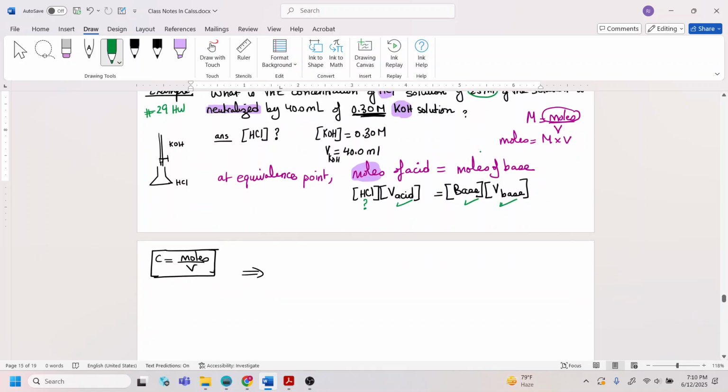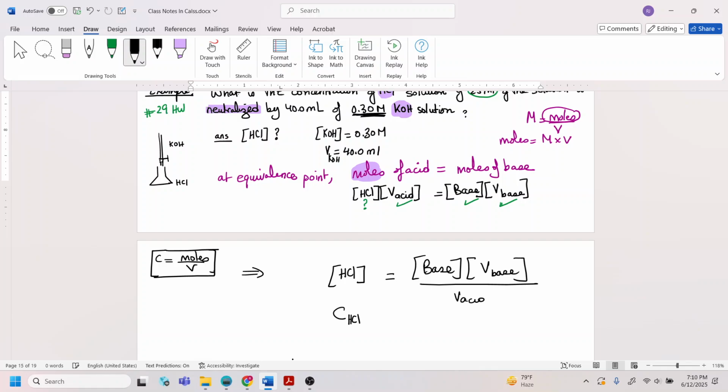So let's go ahead and put the equation. I know now the concentration of HCl. You can write it like this, or you can write it as a concentration of HCl. Okay, it doesn't matter. Both are the same. That is equal to the concentration of the base multiplied by the volume of the base divided by the volume of the acid.